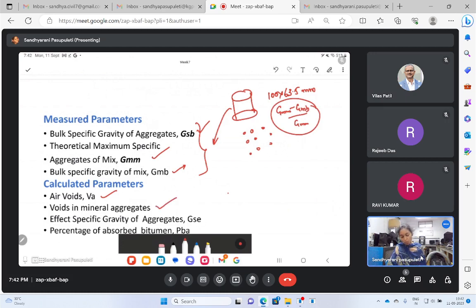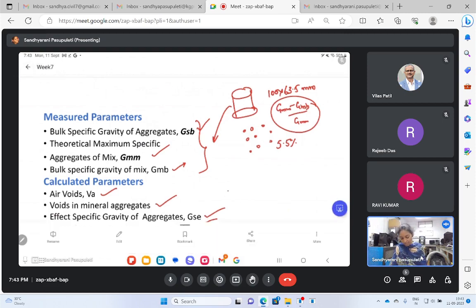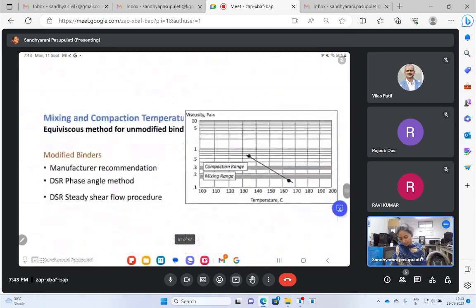And what are the voids in the mineral aggregates, what is the effective specific gravity, what is the amount of binder that is absorbed. Let us say I have added 5.5 percent of binder to the mixture. In this, maybe 1 percent of binder could have been absorbed by the aggregates. Only 4.5 is available in between the aggregate particles for binding the aggregates. So how to calculate this binder absorption?